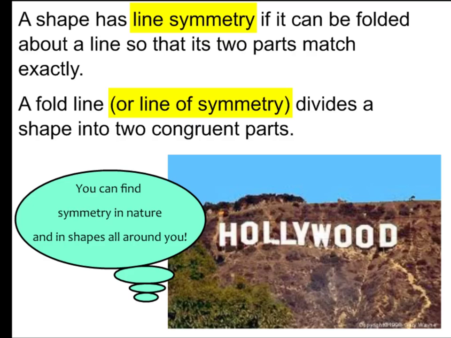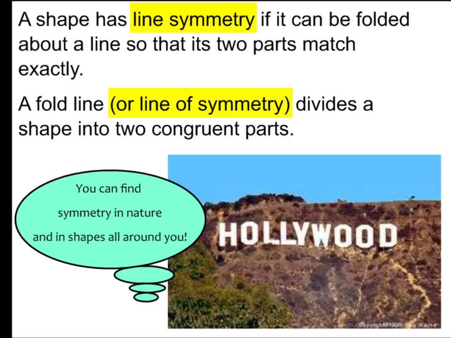Okay, so to start this lesson, we need to find out what is line symmetry. Here's a definition. A shape has line symmetry if it can be folded about a line so that its two parts match exactly. A fold line, also known as line of symmetry, divides a shape into two congruent parts. Now remember, congruent means same shape, same size.